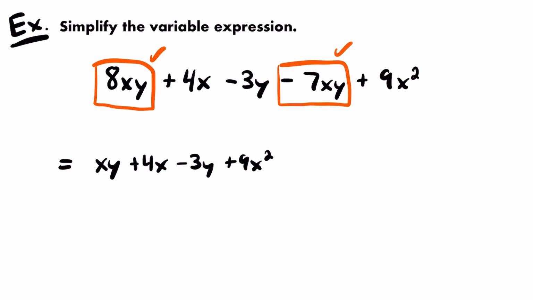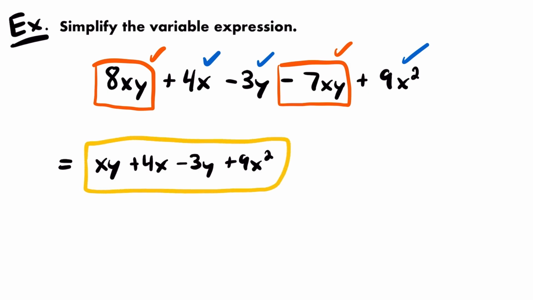All right, and if you want, you could check off all of those terms as well. And so now you can see visually that we have accounted for all of the terms in this variable expression and have simplified as far as we can by combining like terms. All right, so that would be our final answer for this example.